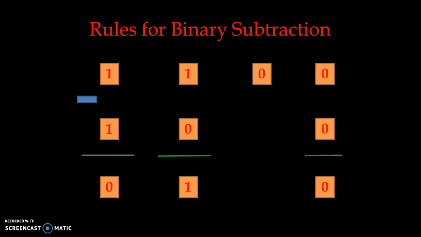And the last condition, that is 0 minus 1. We have already discussed that 0 is a smaller value and 1 is a larger value. So 0 minus 1 is 1 and we require borrow. So this condition is very important, and while subtracting you should always remember it. We have to follow all these rules, but the last condition is very important. Now let us start actually doing certain subtraction.